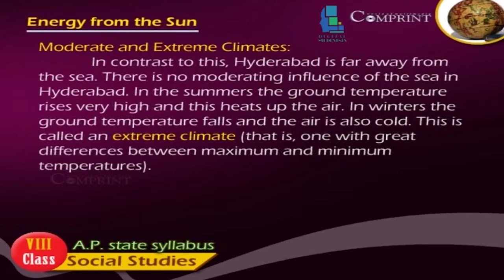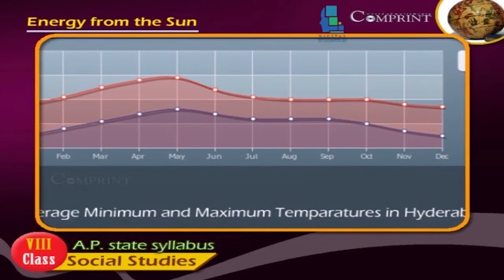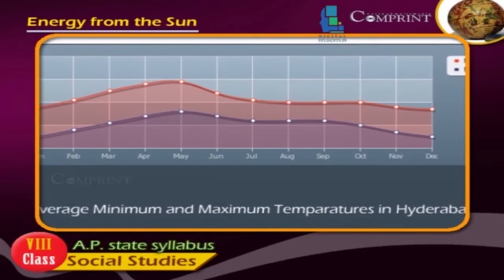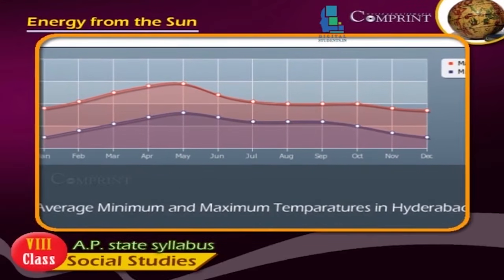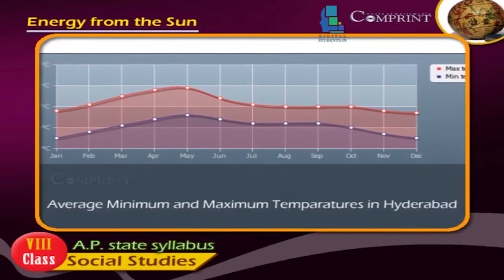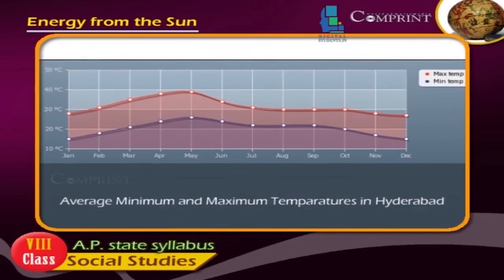In contrast to this, Hyderabad is far away from the sea. There is no moderating influence of the sea in Hyderabad. In the summers, the ground temperature rises very high and this heats up the air. In winters, the ground temperature falls and the air is also cold. This is called an extreme climate.